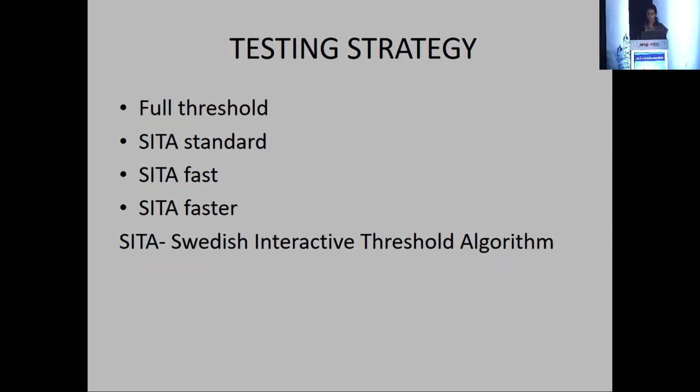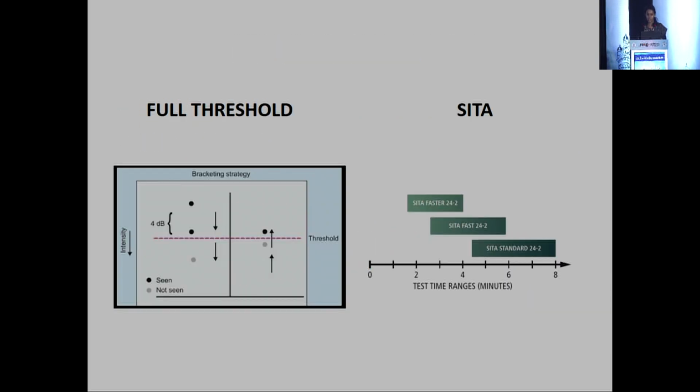These are the various threshold strategies available. Full threshold intensively tests each testing point by a double bracketing strategy, so obviously it's time consuming. Whereas the SITA strategies reduce the time significantly by adjusting the intensity of the test stimuli based on the neighboring points' intensity. It also adjusts the time interval between each testing stimulus according to the patient response.